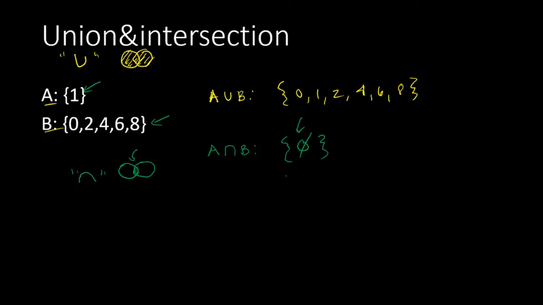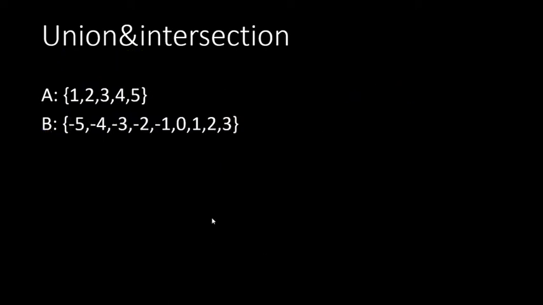And if there is not an element that appears in both sets, you have an empty set like that. All right, let's look at one more example. Once again, union and intersection. So union, our symbol is U. Intersection, we've got that upside down U.